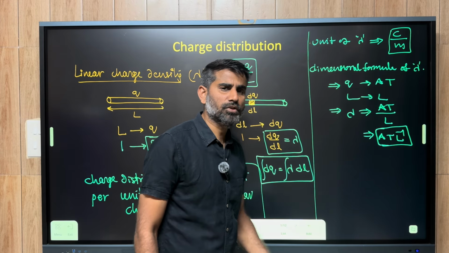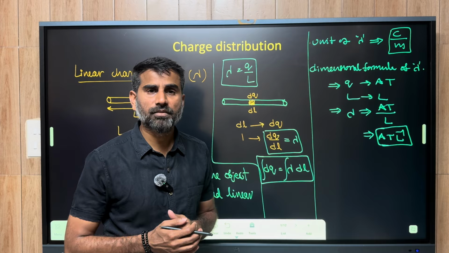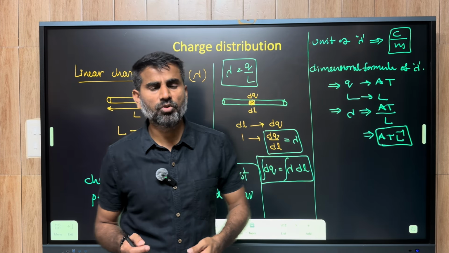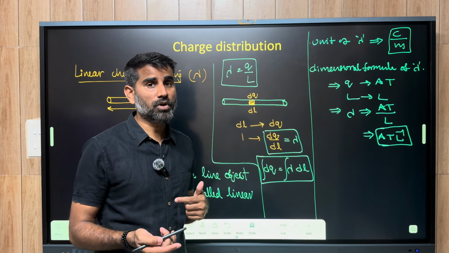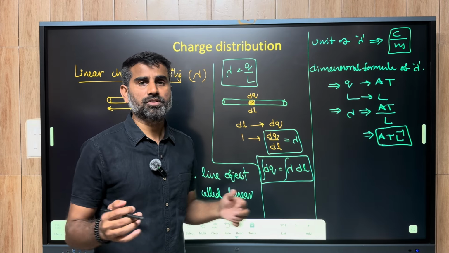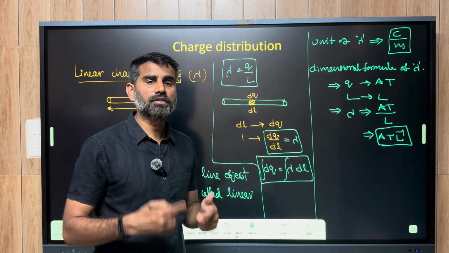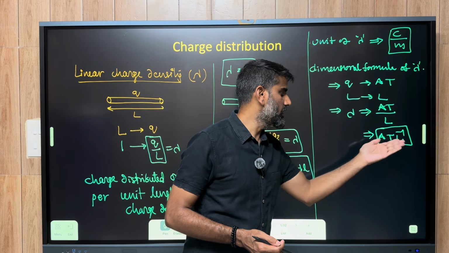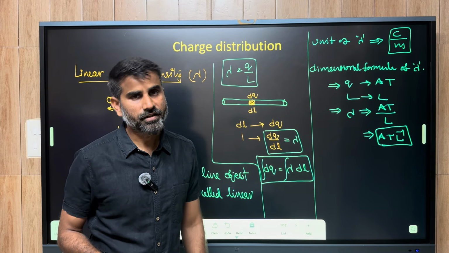Now, dimensional formulas are very important when it comes to the NEET exam, but they are not directly asked in mains exams more often. But finding the dimensional formula of an unknown physical quantity or unknown term in an equation is a very famous question. It frequently appears in most of the mains exams. Okay, so ATL minus 1 is the dimensional formula of linear charge density.